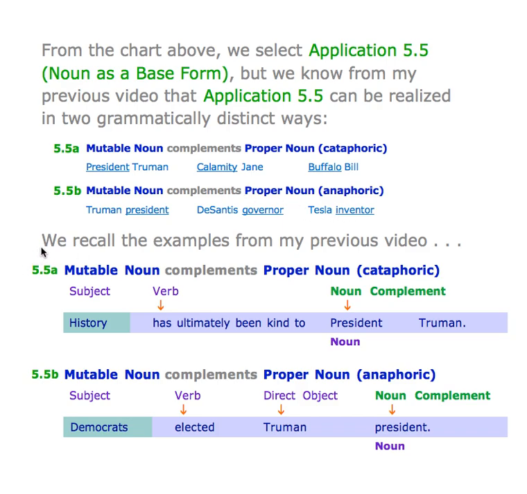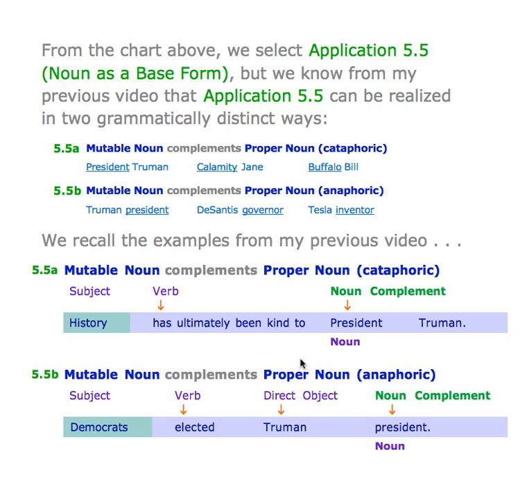We recall the examples from my previous video. 5.5a, okay, you see your sample sentence here, and you have president, which is your noun, and it's your noun complement. All right, it's a noun complementing a noun. It's a proper noun. Now here we have 5.5b, we have the noun president. It's lowercase, see, it's mutable. It can be uppercase or lowercase, that's why I classify it as mutable. So you have your noun, which is a noun complement, and is complementing in the backwards direction. It's complementing the proper noun Truman. So we talked about that a little bit.